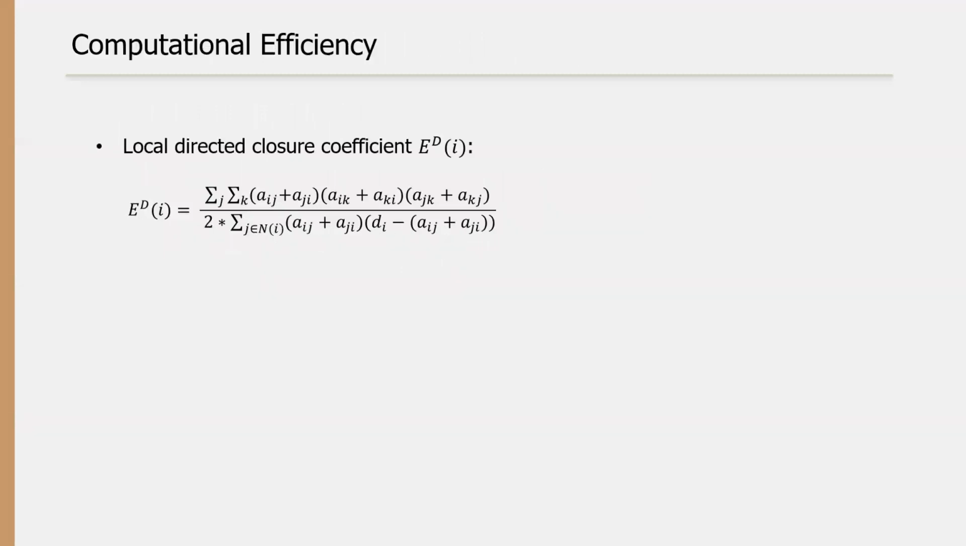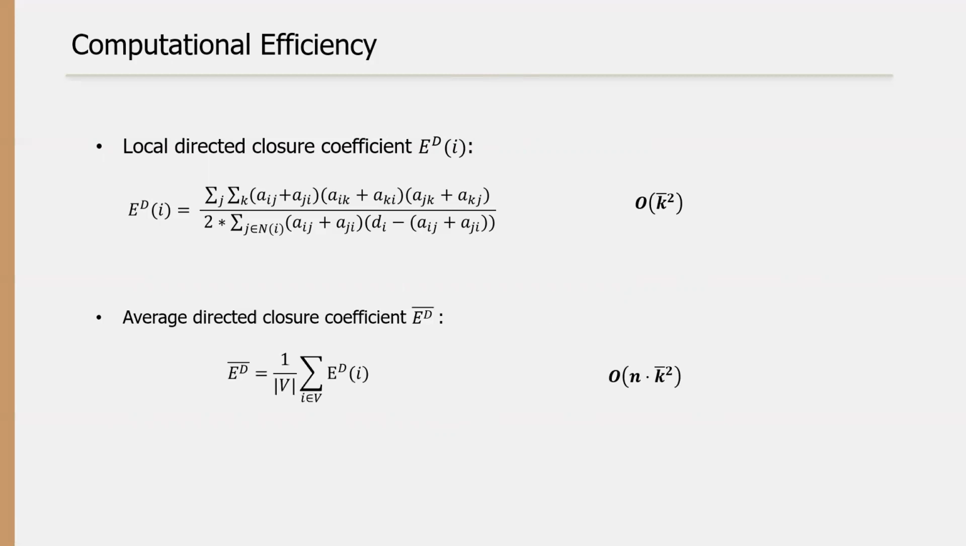Now let's quickly discuss the time complexity. It seems that in this equation it takes up to O(n squared). Fortunately, in real-world networks, the adjacency matrix is very sparse. In actual implementation, we only need to obtain the neighborhood information of a node. Thus, the time complexity reduces to O(k-bar squared). And this is the time complexity for the average directed closure coefficient.